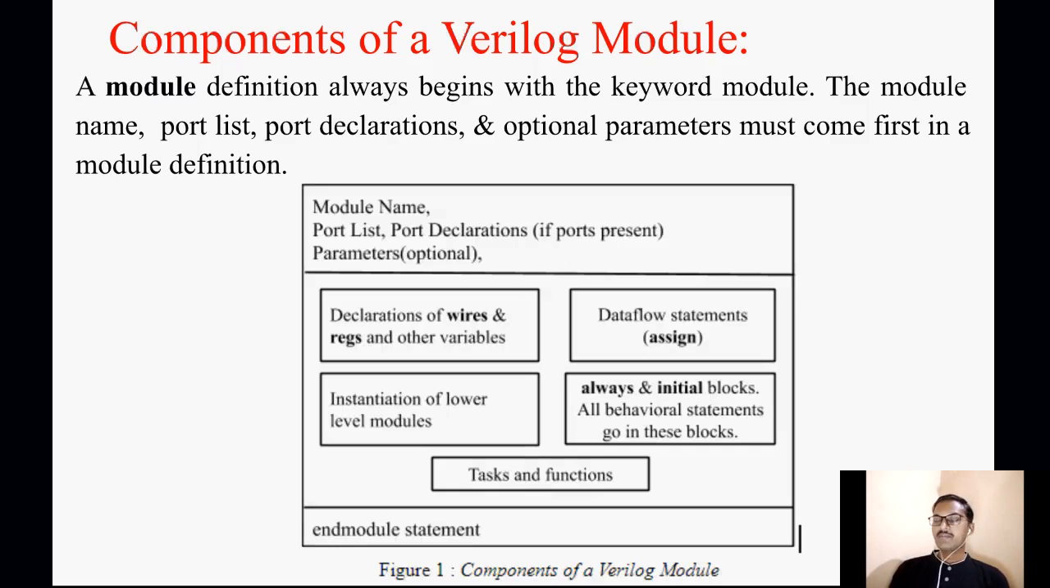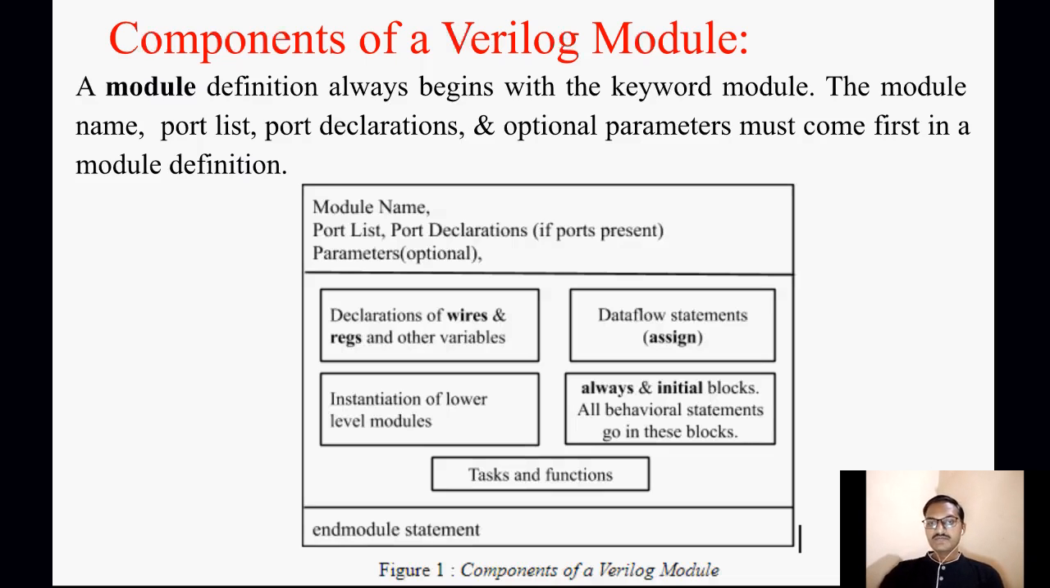The difference between wires and registers is that a wire will hold the value only for the current simulation time, but a register will hold all the values of the variable. Then next is the data flow statement. We will see in detail how to write data flow modeling of a Verilog or VLSI circuit. A data flow statement will always begin with the assign keyword. So if the assign keyword is there, that is a data flow assign statement.